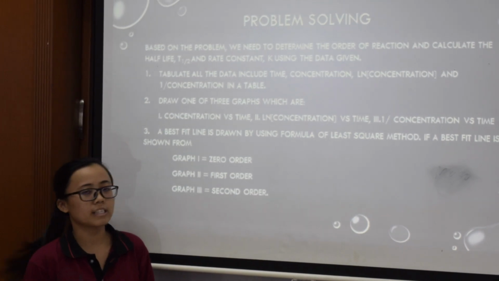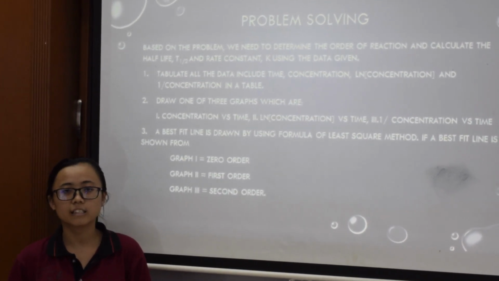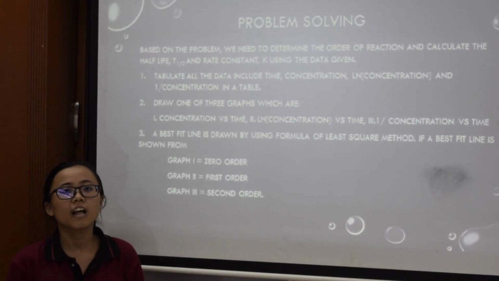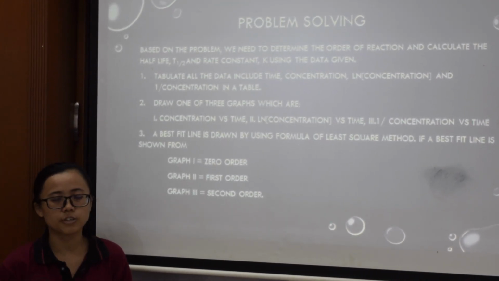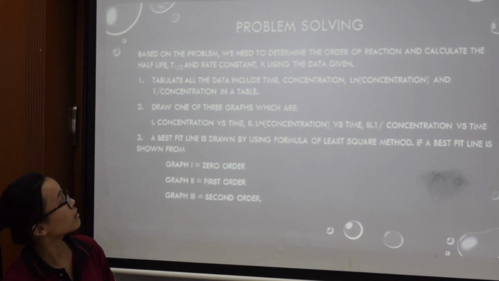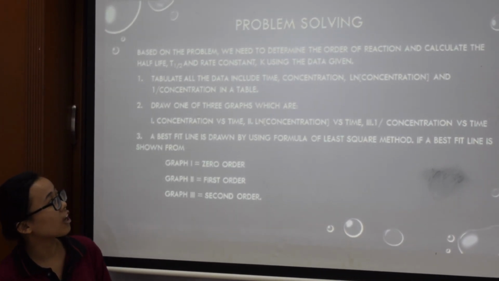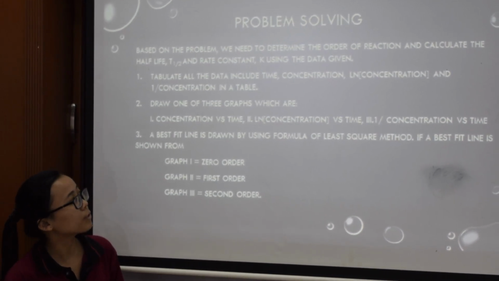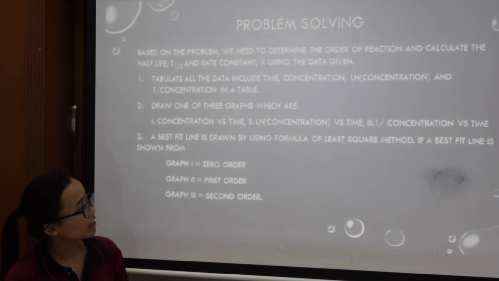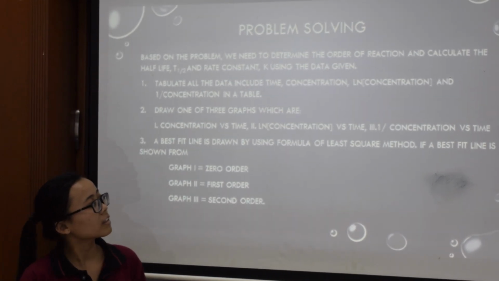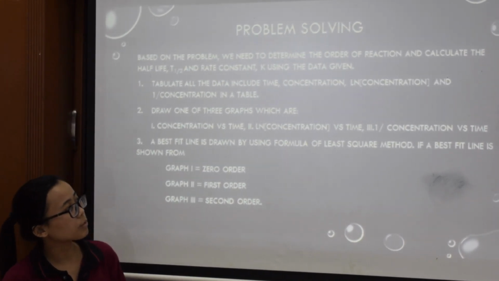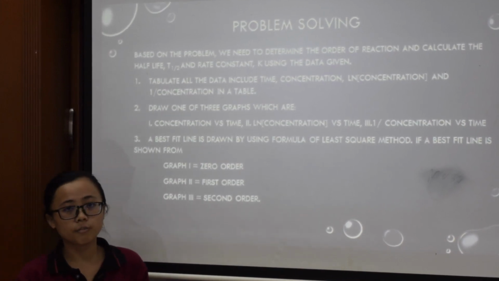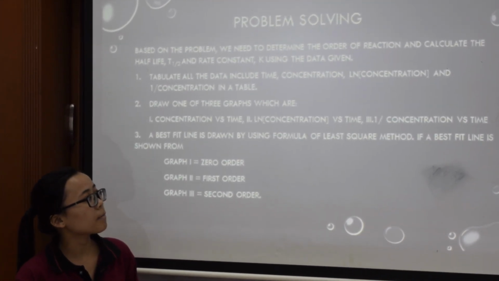First thing we need to do is tabulate all the data in a table. The table will contain the time taken, concentration, ln concentration, and 1/concentration. After that, we will draw the graph, which is concentration versus time, or ln concentration versus time, or 1/concentration versus time. And the best fit line is drawn by using the formula of the least square method.